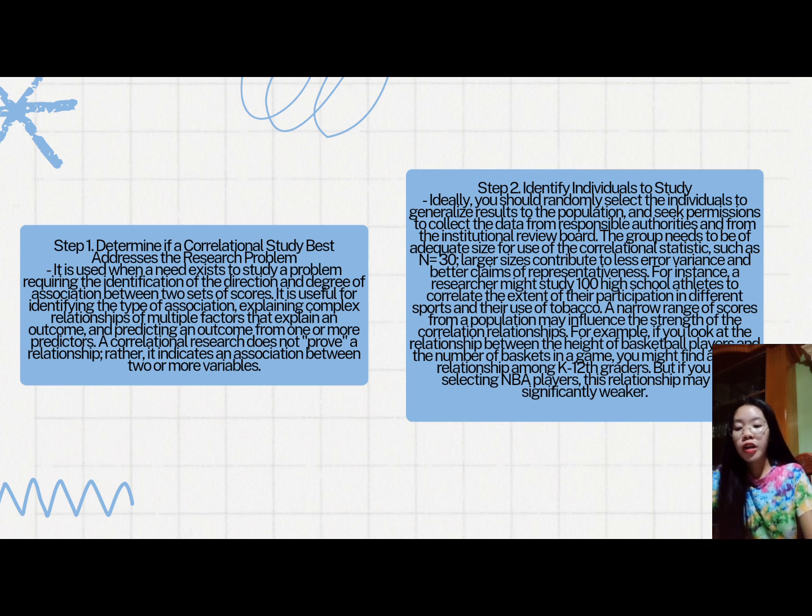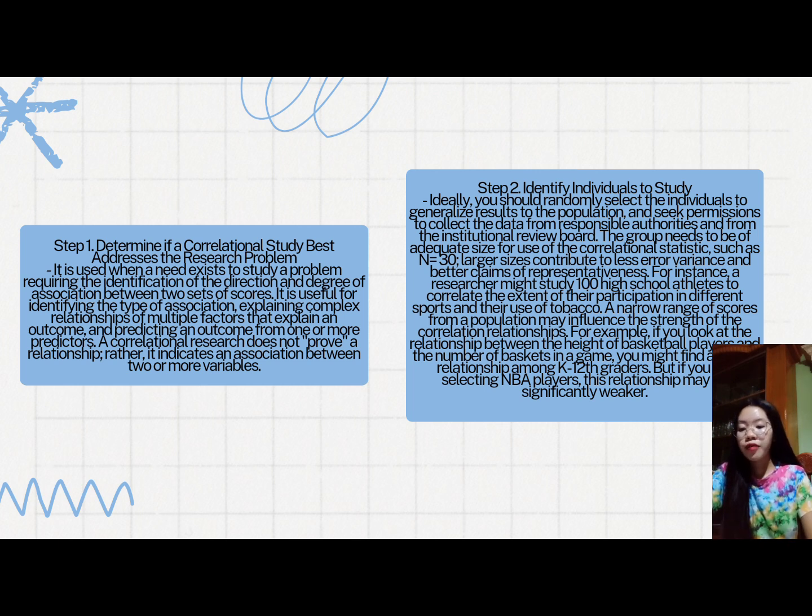So it is very important for us to choose the correct research design for us to easily understand and get the correct answer to the problem. And also, correlational research investigates relationships between variables without the researcher controlling or manipulating any of them.